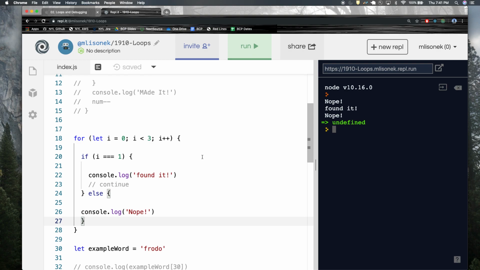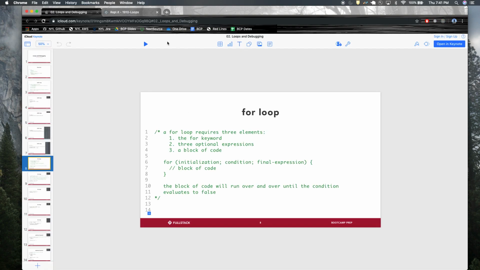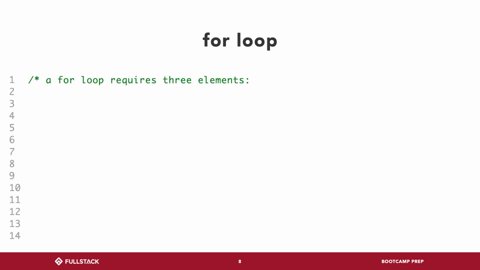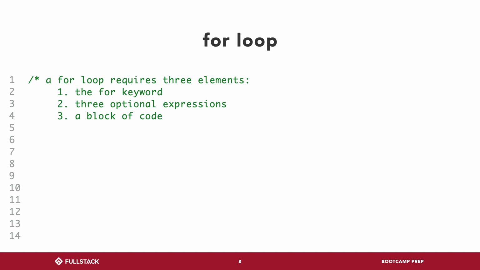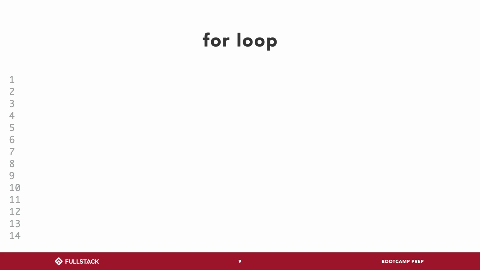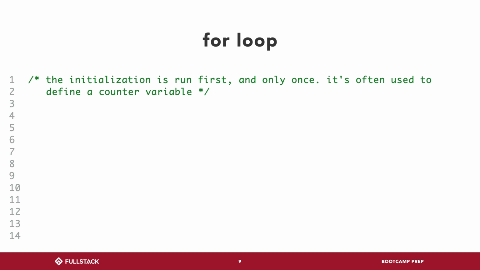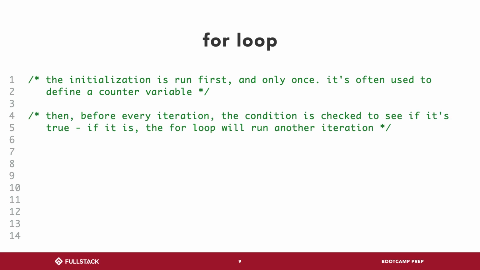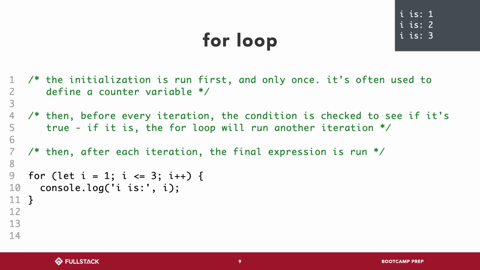Yes? Okay. So, back to the for loop, as soon as the slides start up. So, back to the for loop. It requires 3 elements, optional expressions. That was a good catch. I didn't even realize it said optional. It's crazy.